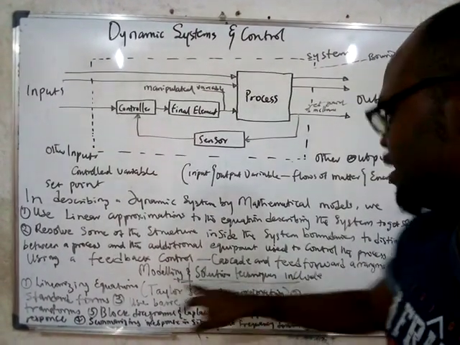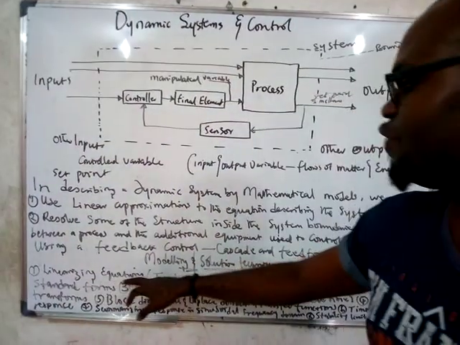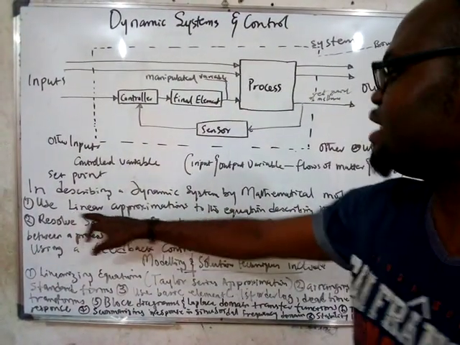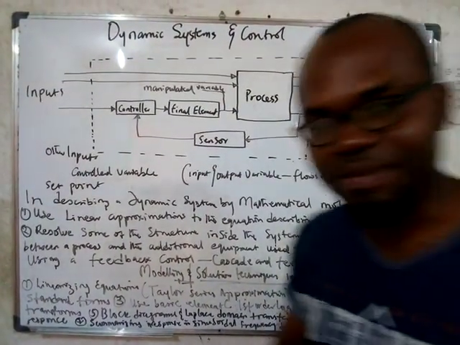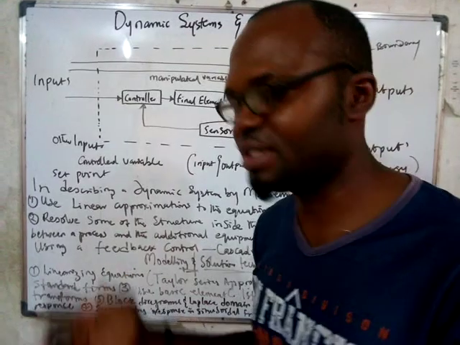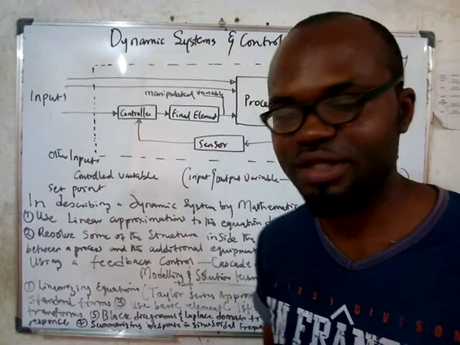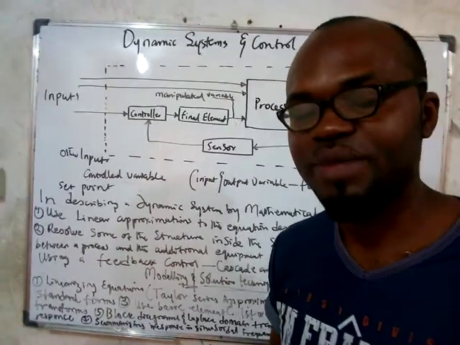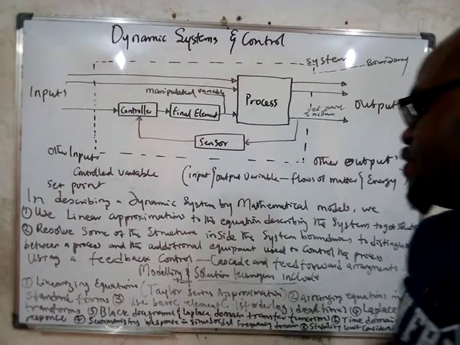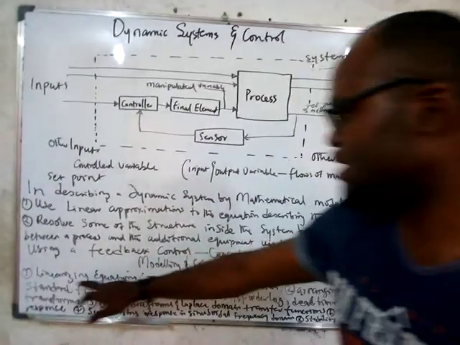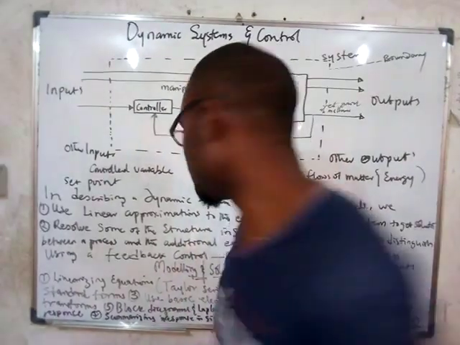So this modeling and solution technique include number one, you need to do what we call linearization of equation. Like I said, you have to use linear approximation to define every system. There's always a mathematical equation for how the system works, where you equate the independent variables to the dependent variable using a model. So you need to make sure that you get it into linearized form using Taylor series approximation to make it easier for you to solve.